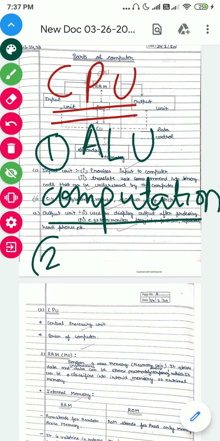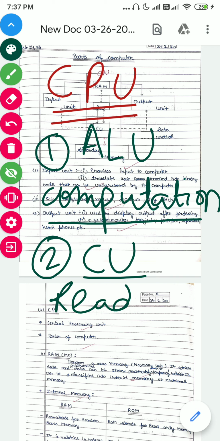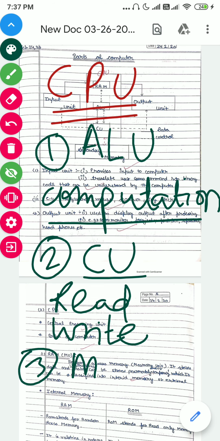Now second is the control unit. What does the control unit do? The control unit tells whether we have to read the data or write the data. We have to write data or read data, we have to take input or get output. Clear? These signals are sent by the control unit. Now third is the memory unit.